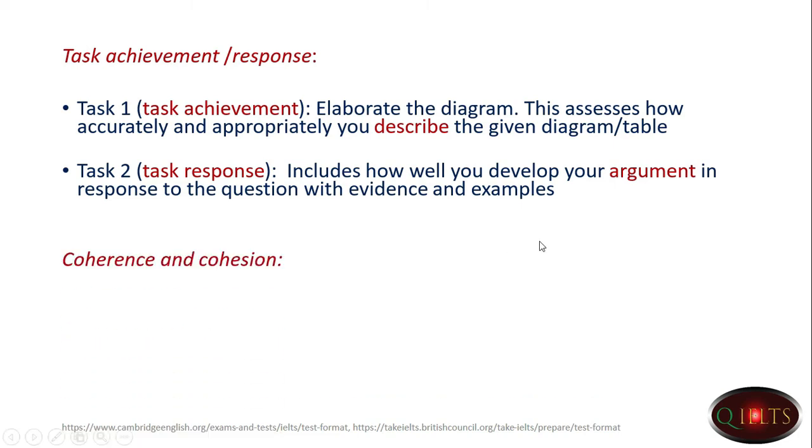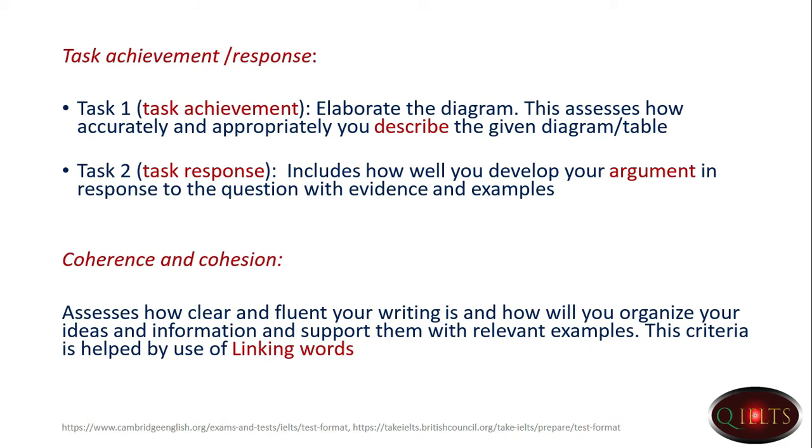Then we come to coherence and cohesion. This criteria assesses how clear and fluent your writing is and how you organize your ideas and information. Coherence and cohesion can be improved by means of linking words. We will look at some of the linking words later in this video.